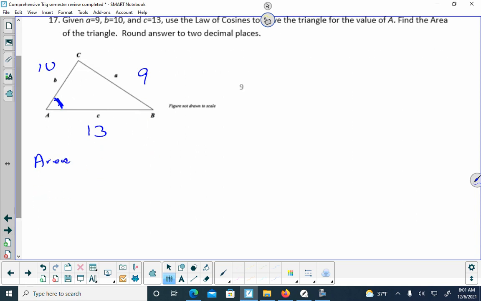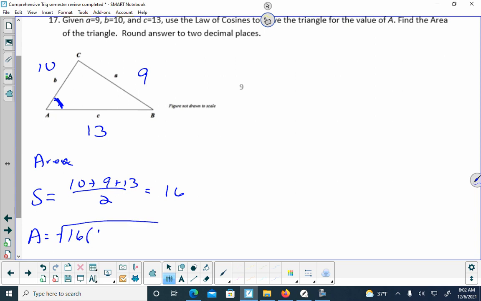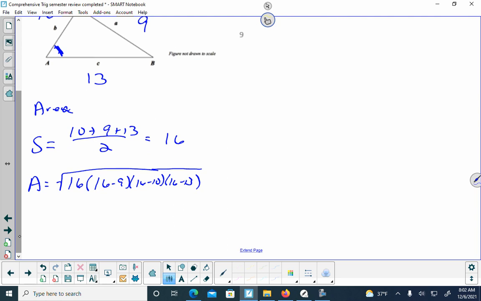So to find the area, I'm going to do Heron's formula. I'm going to find my s, adding all my sides together and dividing by 2. And when I do that, I get 16. Then to find the area, I'm going to say it's equal to the square root of 16 times 16 minus 9, 16 minus 10, 16 minus 13. And when I do all that, I end up with an area of 44.9 square units.